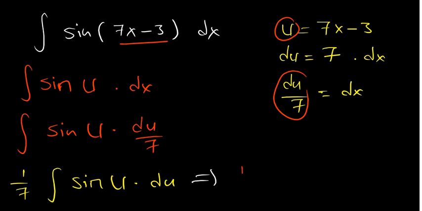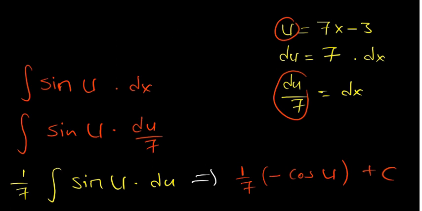So we have 1 over 7 and then negative cosine of u plus c. Okay, so our final answer therefore is going to be negative 1 over 7 cosine. Our u is 7x minus 3 plus our c. That's our answer.